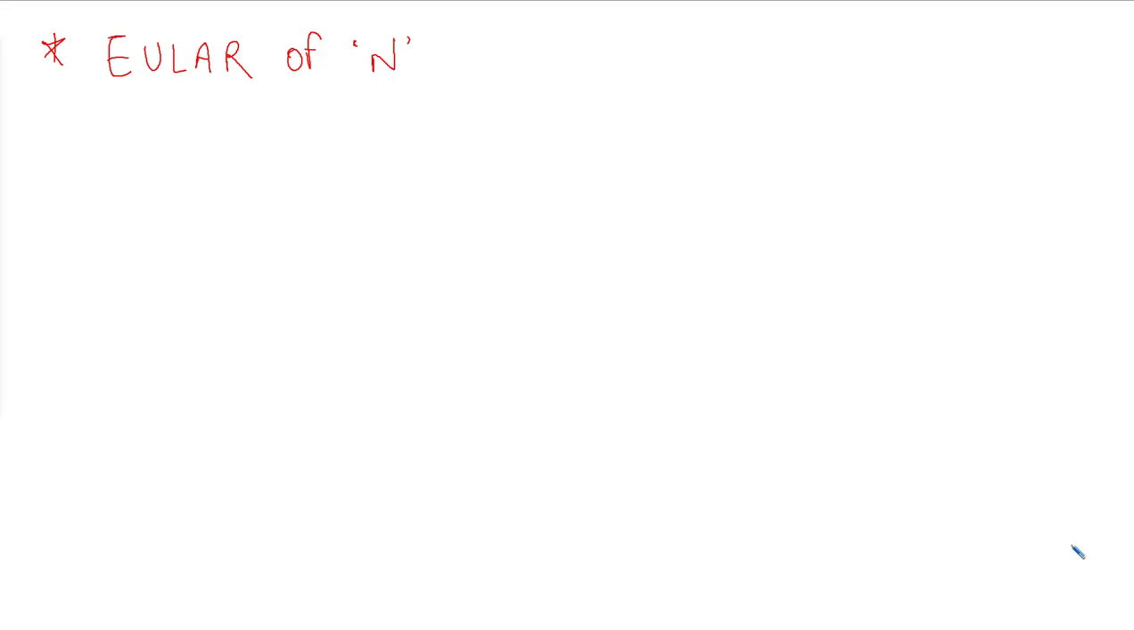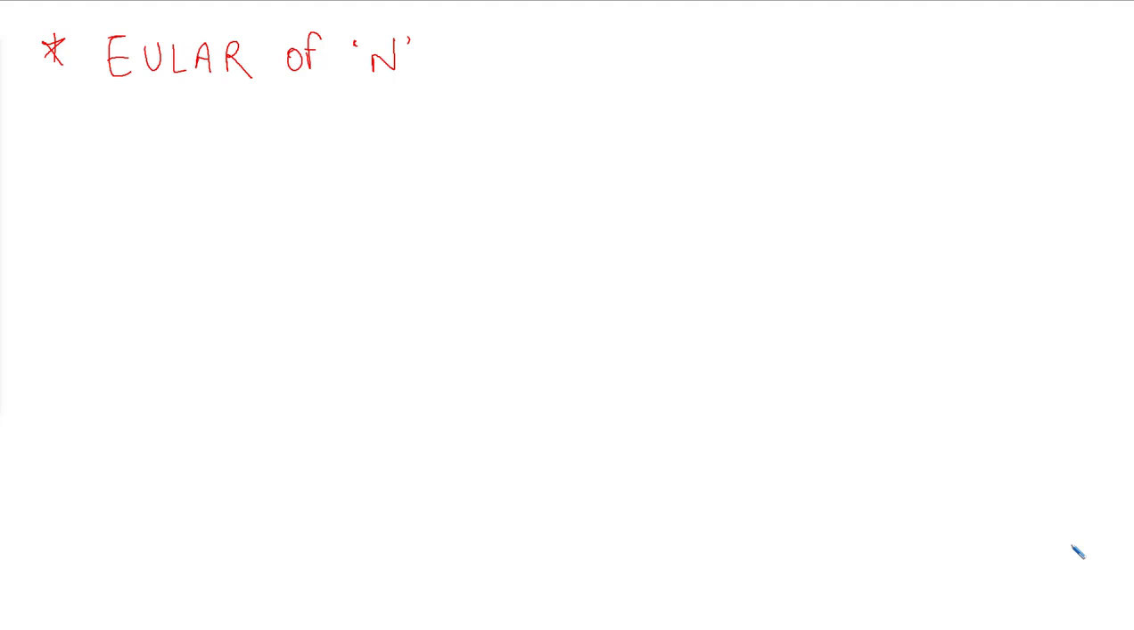Hello everyone. In the last video we saw how to find the remainder by adjusting +1 or -1 manually. But every time we cannot adjust +1 and -1 manually. In that situation we need to use Euler theorem. So before we start with Euler theorem, let's understand what is the meaning of Euler. Euler of a number n represents what?